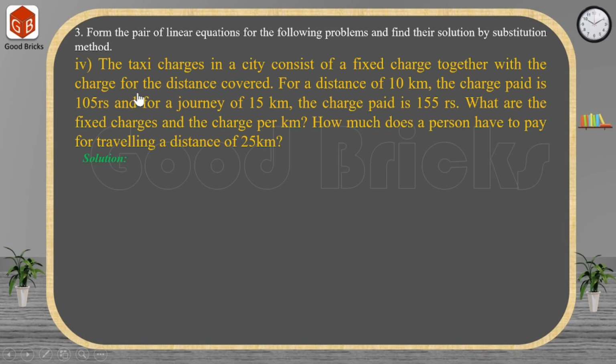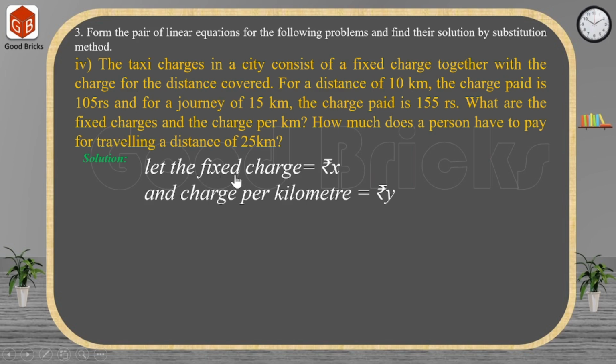question. First of all, we don't know what the fixed charge is. So, we are assuming that the fixed charge is equal to X rupees, and the charge per kilometer is equal to Y rupees, so that we can write from this given information. They are saying that for 10 kilometers the taxi wala is charging 105 rupees. Now this 105 rupees contains a fixed charge plus 10 into the charge per kilometer, meaning 10 into Y. So X plus 10Y is nothing but 105 rupees.